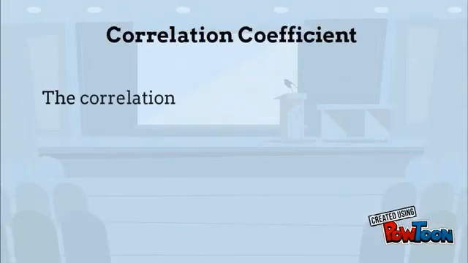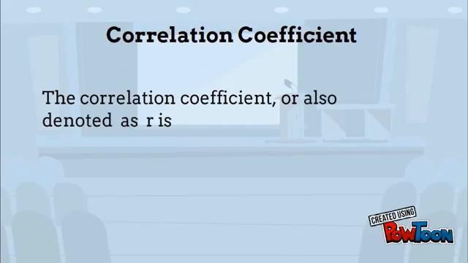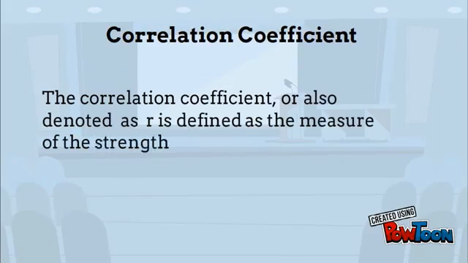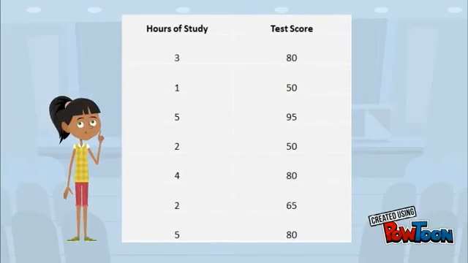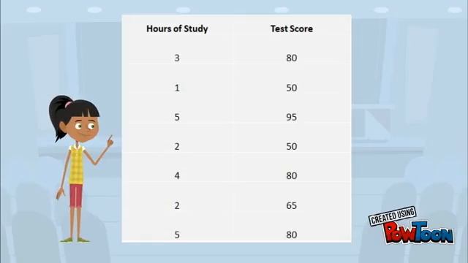The correlation coefficient, also denoted as R, is defined as the measure of the strength of the linear relationship between two variables. Is that a linear relationship? If there is a linear relationship, then how good is it? What we need to do is to calculate the correlation coefficient.